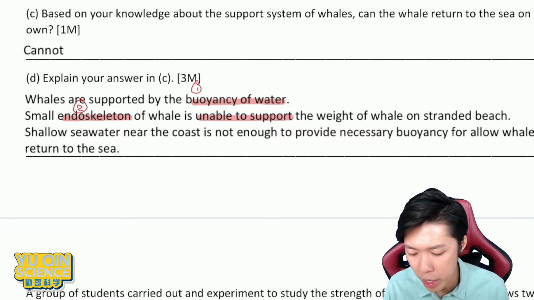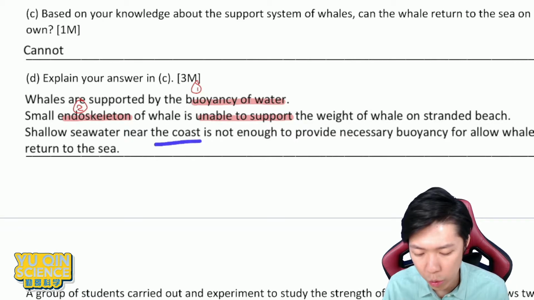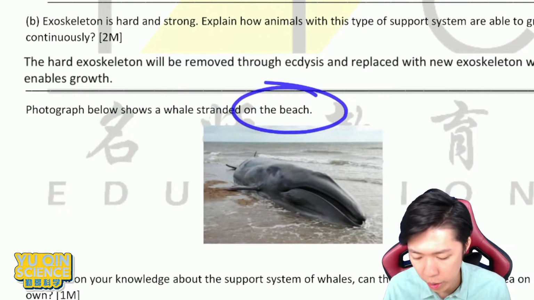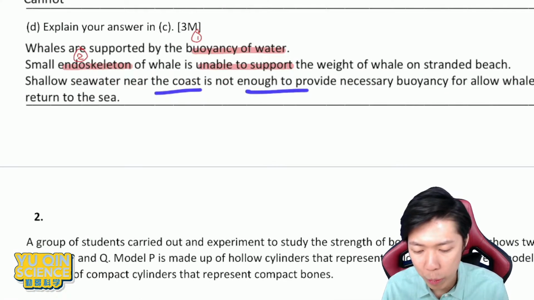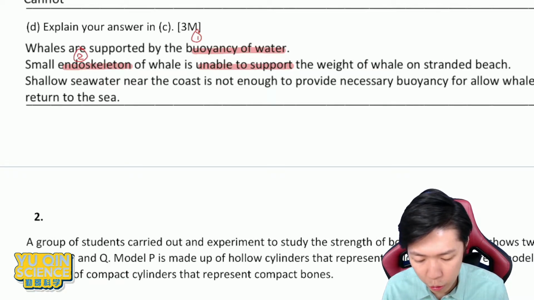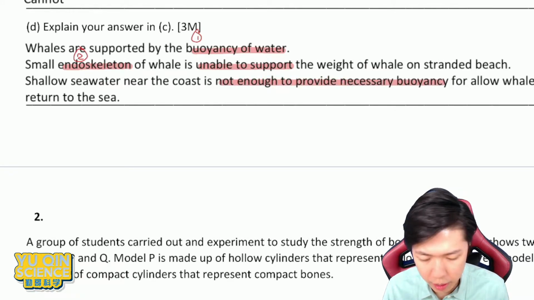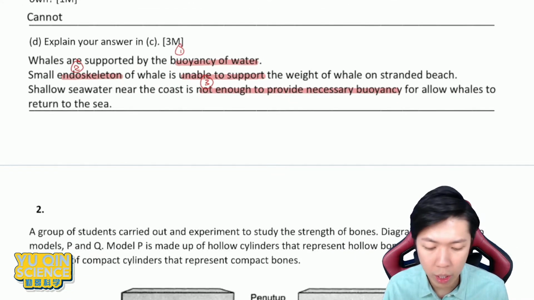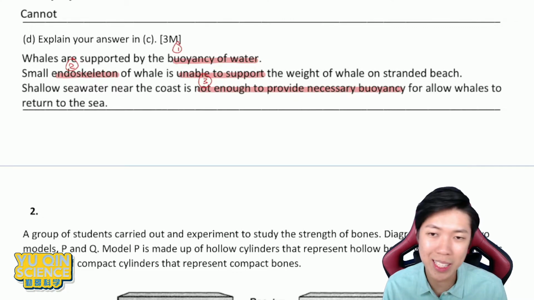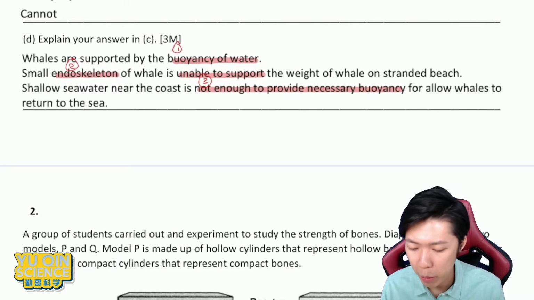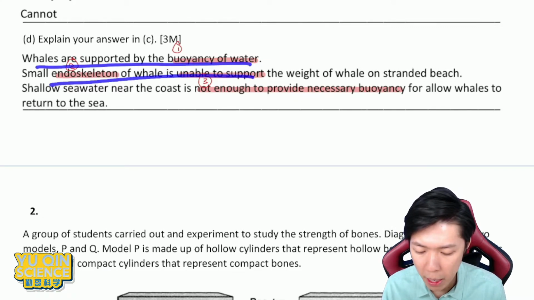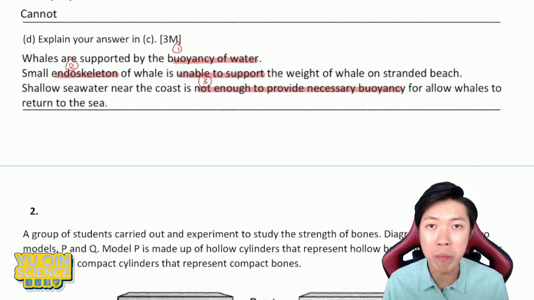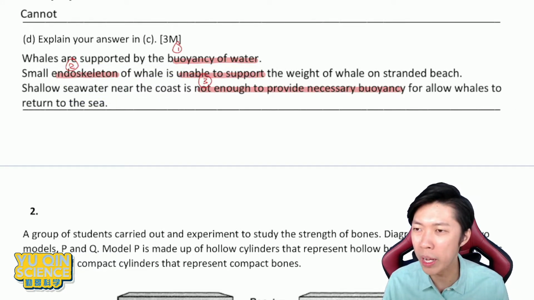Number 3, shallow water near the coast, because it's washed ashore, right? Stranded on the beach, it's not enough to provide buoyancy to allow whales to return to the sea. So that's how I will plan out my answer. Then I will try to form sentences. Make it straightforward, short and simple. Don't have to write long ones.